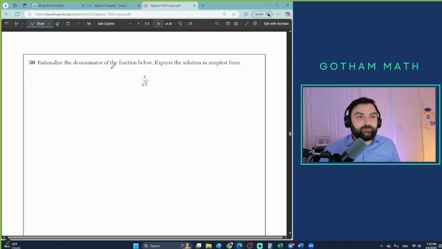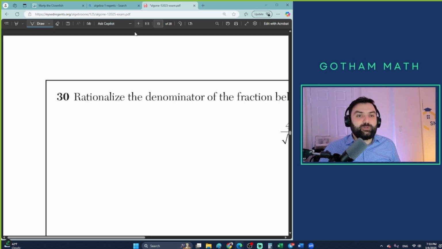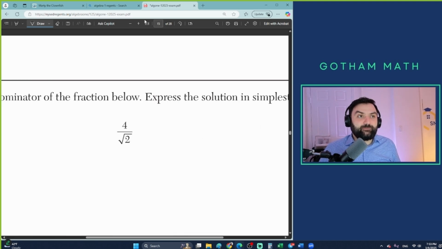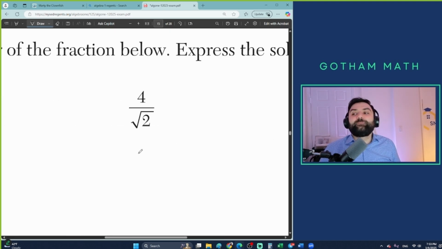Rationalize the denominator of the fraction below. Express the solution in simplest form. What does that mean, rationalize? It means, in plain simple words, get rid of the square root or radical, if you want to say, from the denominator. That's what rationalize means.